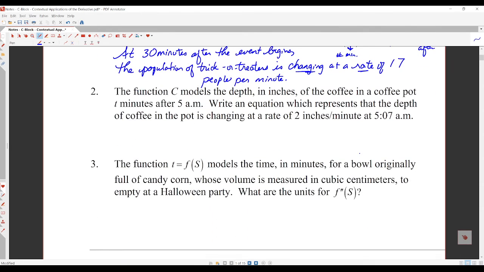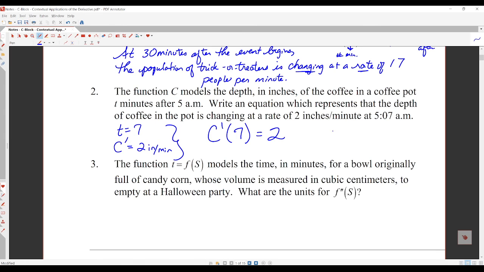All right, number two, the function C models the depth in inches of the coffee in a coffee pot t minutes after 5 a.m. Write an equation which represents the depth of coffee in the pot is changing at a rate of 2 inches per minute at 5:07 a.m. So since t is the minutes after 5 a.m., t is 7 here, because 5:07 is 7 minutes after. And C prime is 2 inches per minute. So to put that in an equation, we are going to say C prime of 7 is equal to 2.